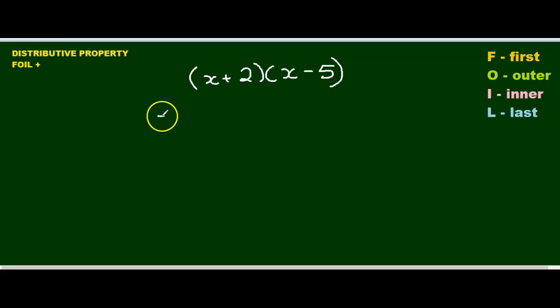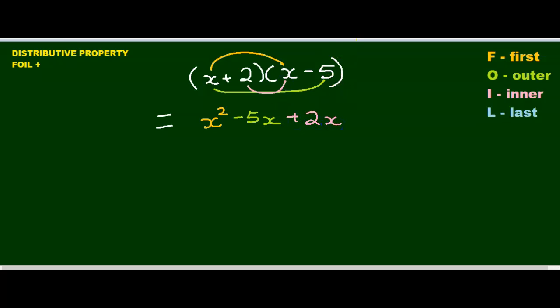So we're saying that FOIL is first, so first times first, so x times x gives me x squared. Outer, which is the outside two terms, so outer times outer, which is x times -5, which gives us -5x. Inner times inner, which is the two inner terms, so it's 2 times x gives me 2x. And last times last, which are the last two terms, the 2 times the -5 gives me -10.